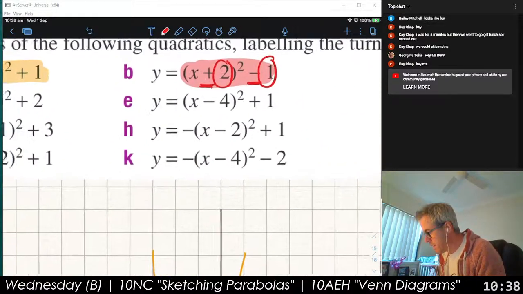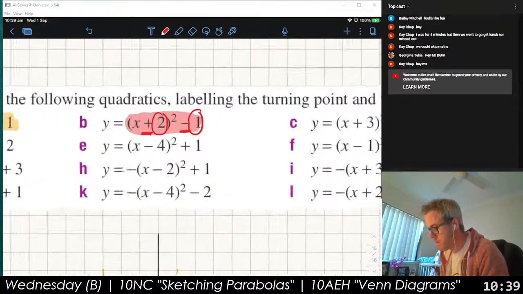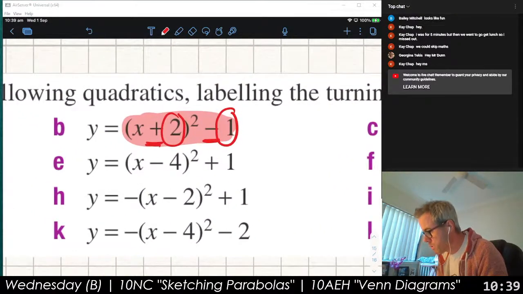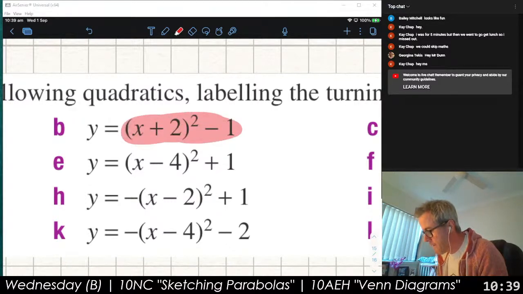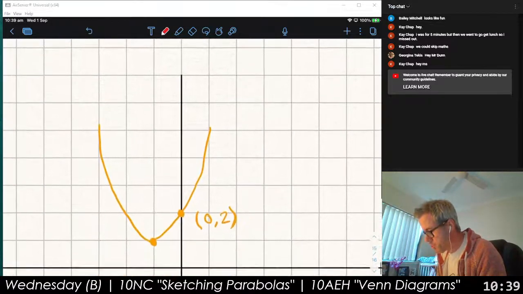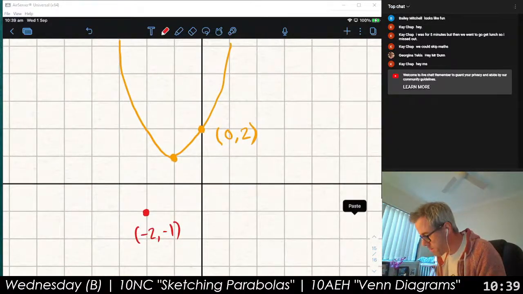Now, my y-intercept. Remember, y-intercept is when x equals 0. Let's do the math on this. When x is equal to 0, 0 plus 2 is 2. 2 squared is 4. 4 minus 1, can't do maths, is 3. So when x is 0, y is 3.